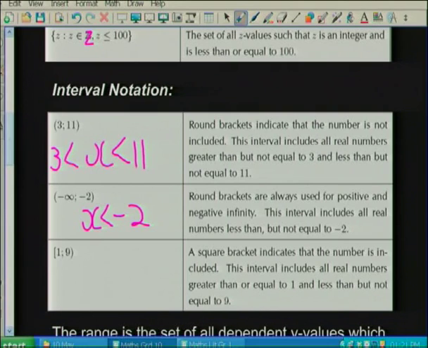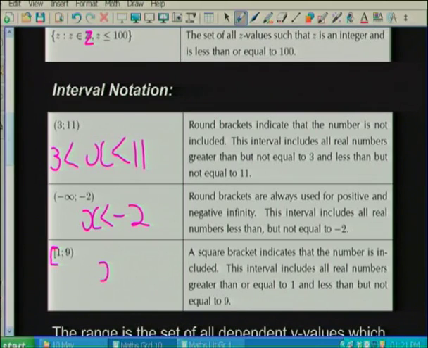Right, now what if I have a square bracket? Over here, I've got a square bracket around the 1 and a round bracket around the 9. That means that 1 is included. In other words, if I had to write it in set notation, that means X greater than and equal to 1, less than 9. So very important, remember, round bracket does not include, square bracket does include.